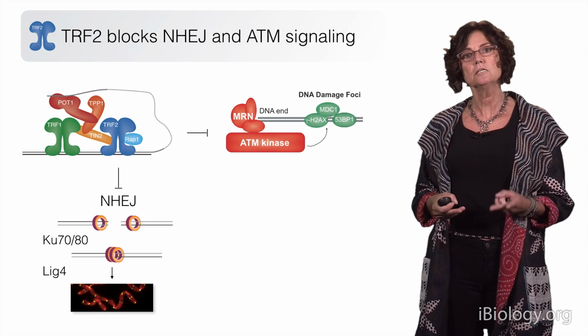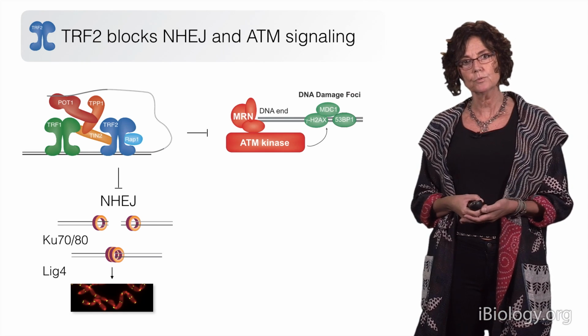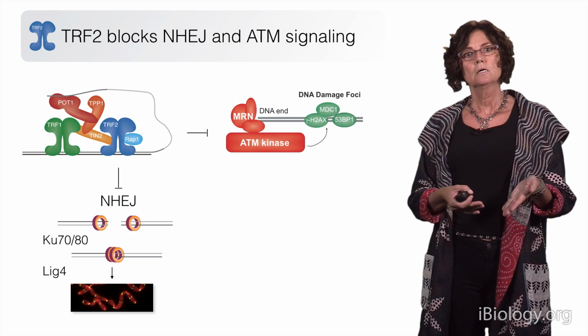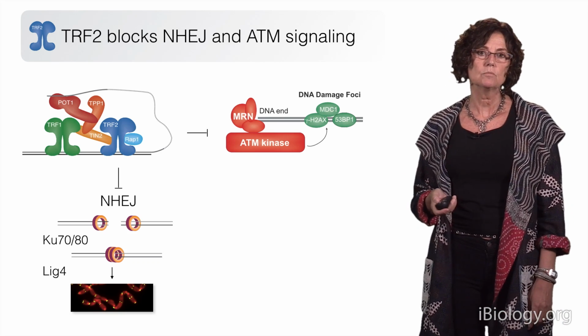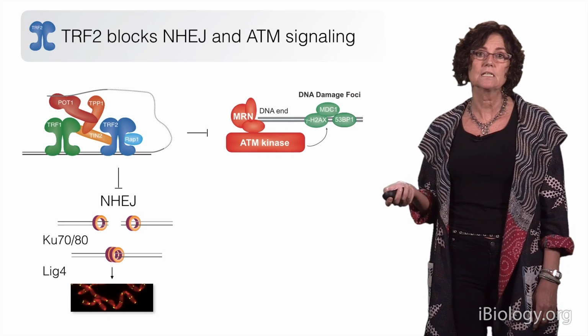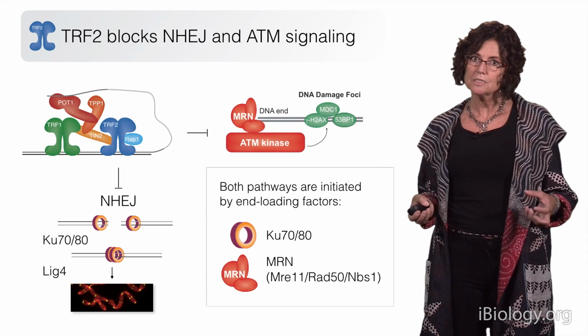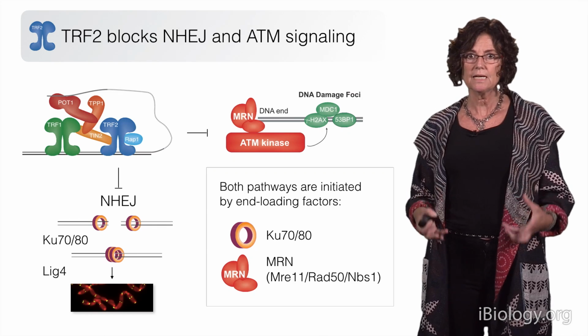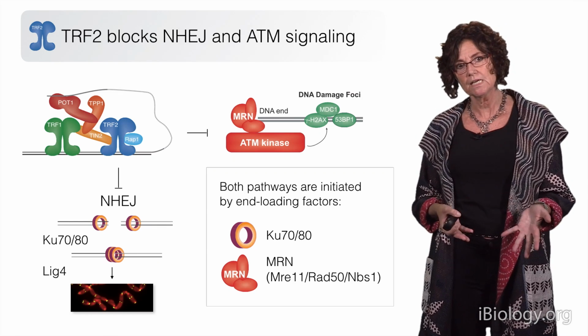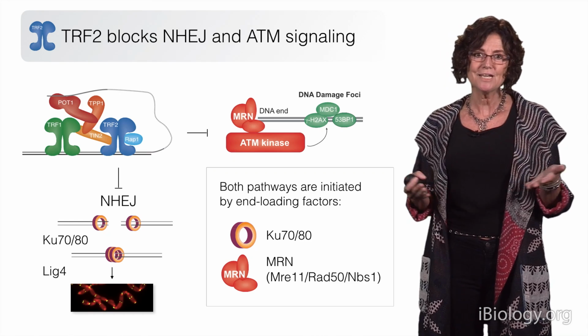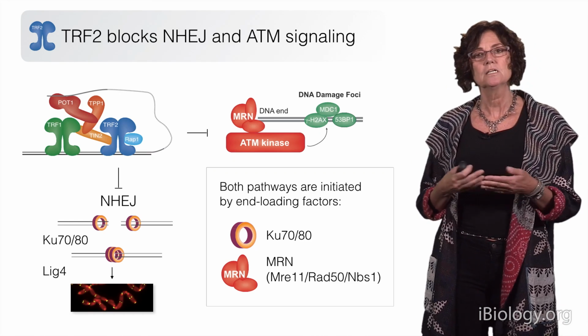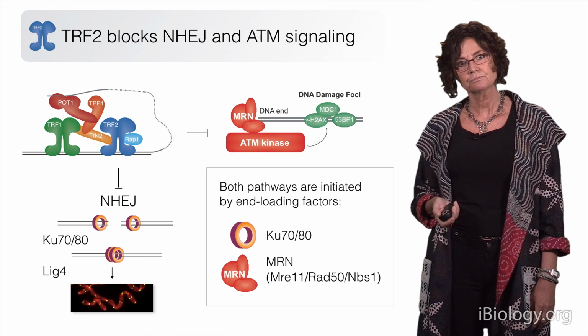It's dedicated to the repression of two pathways. On the one hand, the non-homologous end joining pathway. On the other hand, the ATM kinase pathway. And interestingly, both pathways are initiated by an end-loading factor: Ku70/80, the ring, in the case of non-homologous end joining, and the MRE11 complex, MRN, in the case of ATM signaling.